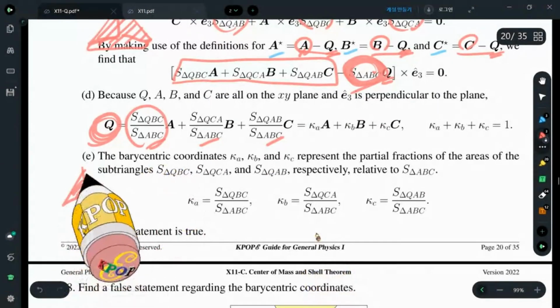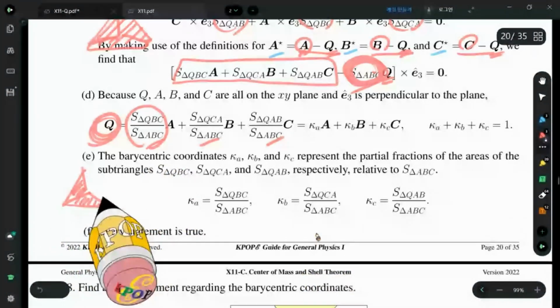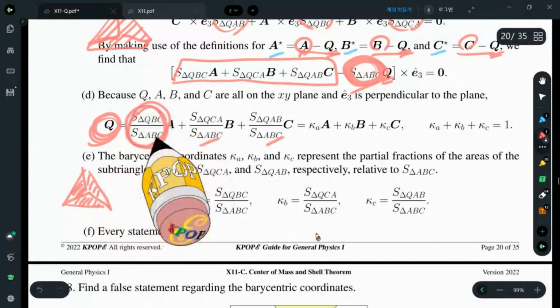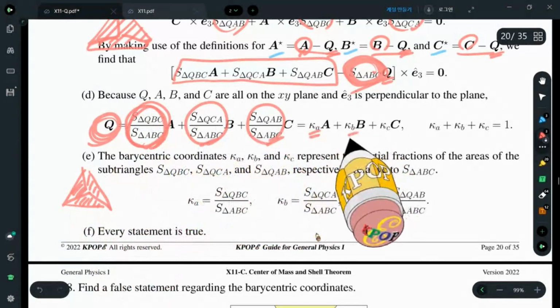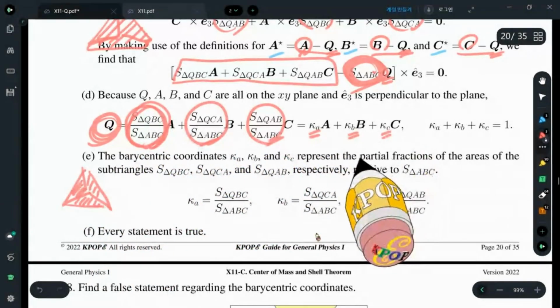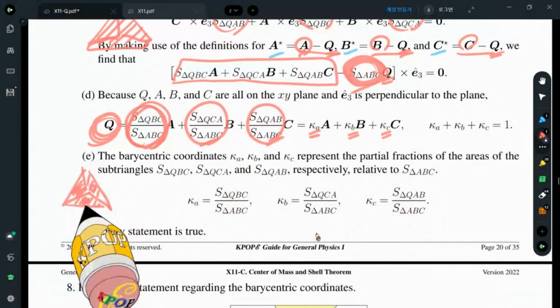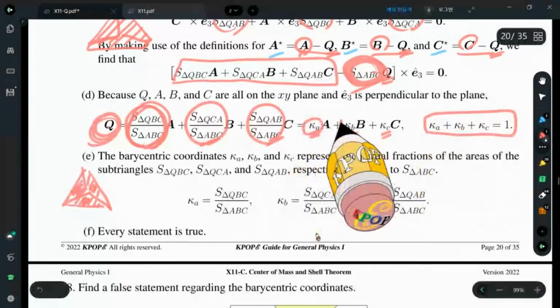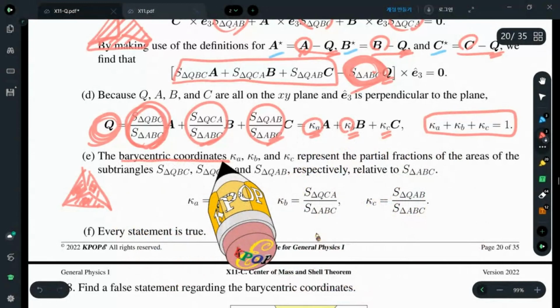this area divided by the whole area, and this area divided by the whole area, and this area divided by the whole area. So the fractions of area of the subtriangles are called kappa A, kappa B, and kappa C. And actually these three sum to the whole area of the triangle. The sum of these three numbers is exactly 1. These numbers are called the barycentric coordinates.